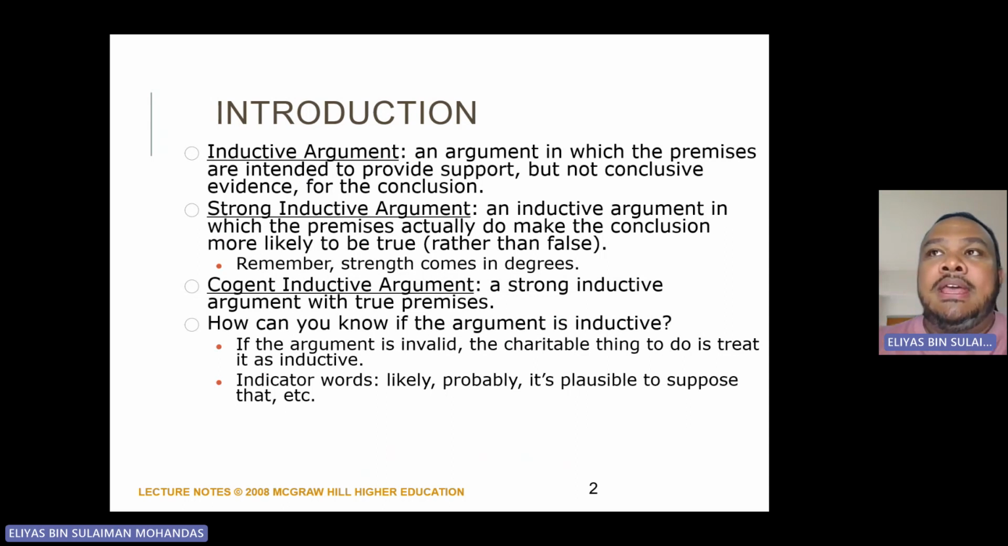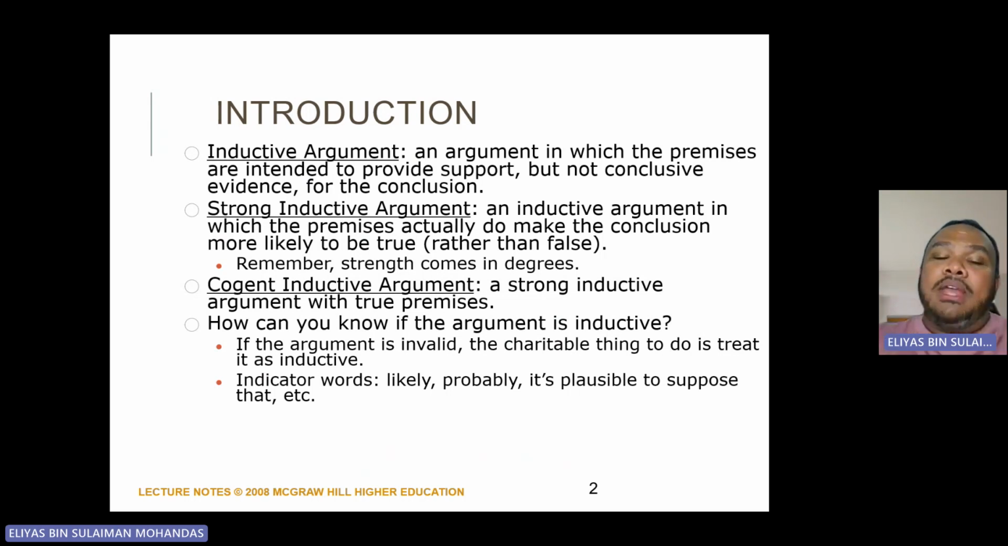Always remember that. That means when we talk about inductive argument, the conclusion is indefinite. When we talk about strong inductive argument, it means an inductive argument in which the premises actually do make the conclusion more likely to be true. And a cogent inductive argument is a strong inductive argument with true premises.